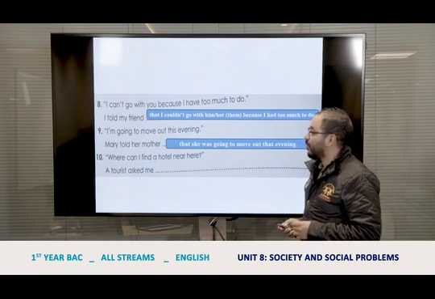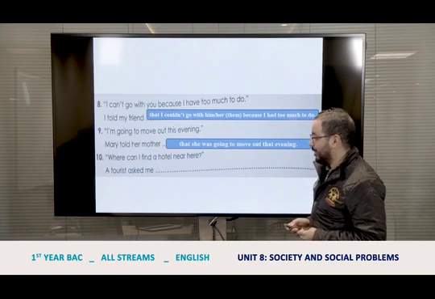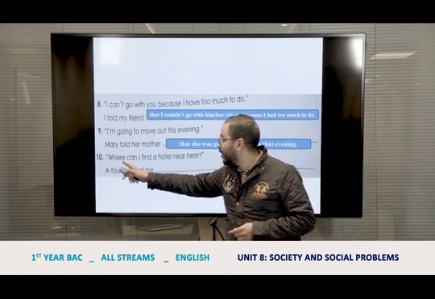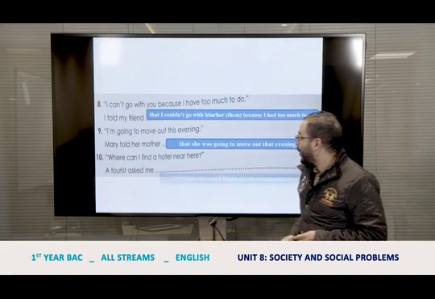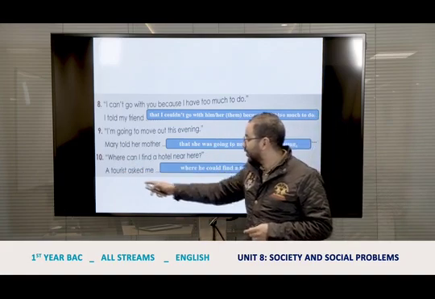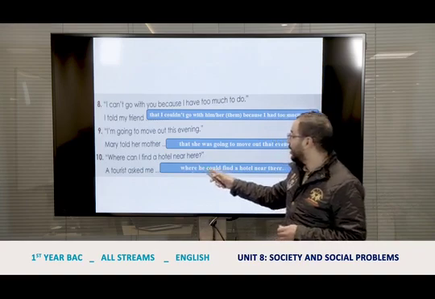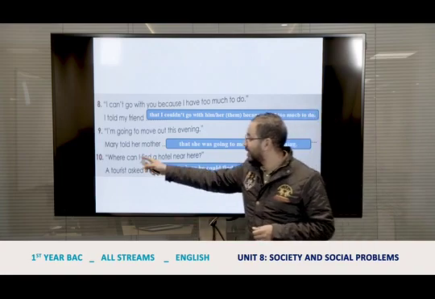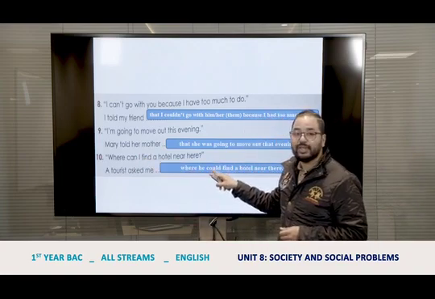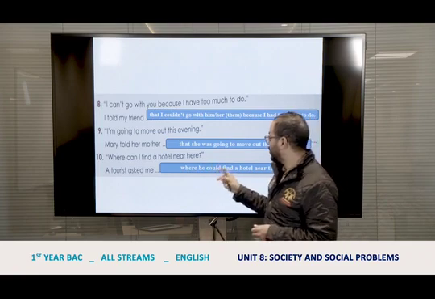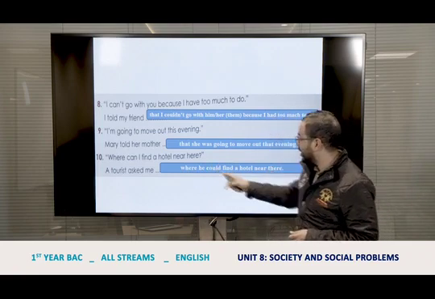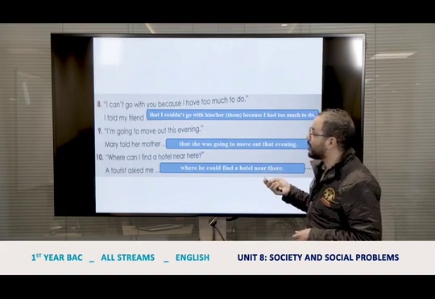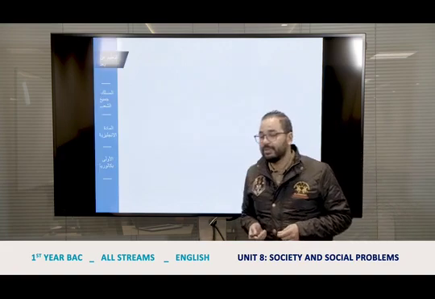The last sentence is a question. "Where can I find a hotel near here?" A tourist asked me. So this is a WH question. We keep where. A tourist, he or she, he could, can, okay, where he could. Here we have "can I," we use the affirmative form. He could find a hotel near there. Okay, so that's the practice for reported speech.